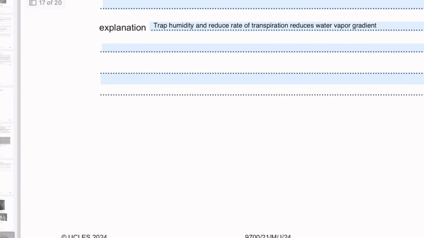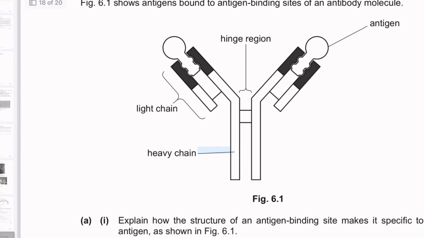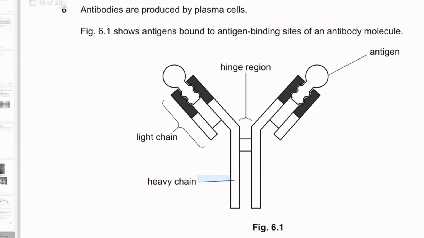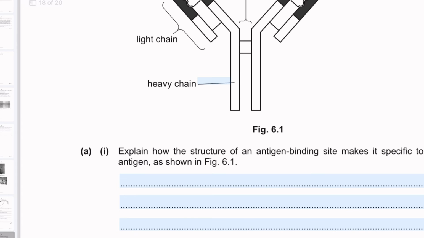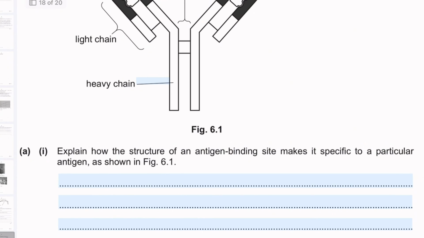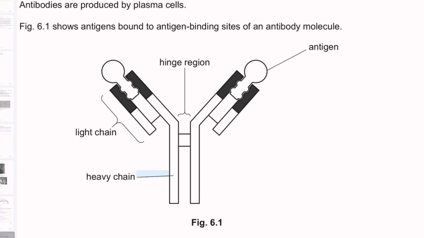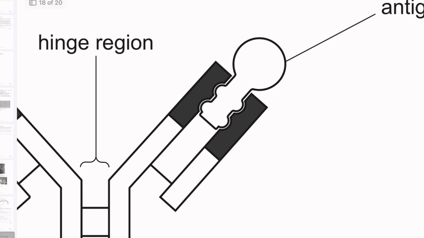Now moving on to the next part. Question 6: antibodies are produced by plasma cells. Now figure 6.1 shows antigens bound to the antigen binding site on the antibody molecule. So you have the antigens, and you have the hinge region, and you have the light chain, and you have the heavy chain. Fantastic. Explain how the structure of the antigen binding site makes it specific to a particular antigen as shown in figure 6.1. Okay, this has to do with protein structure and everything, so let's together remember chapter 2. What exactly do we need to mention here? Now firstly, you have to understand it's specific because it's complementary.